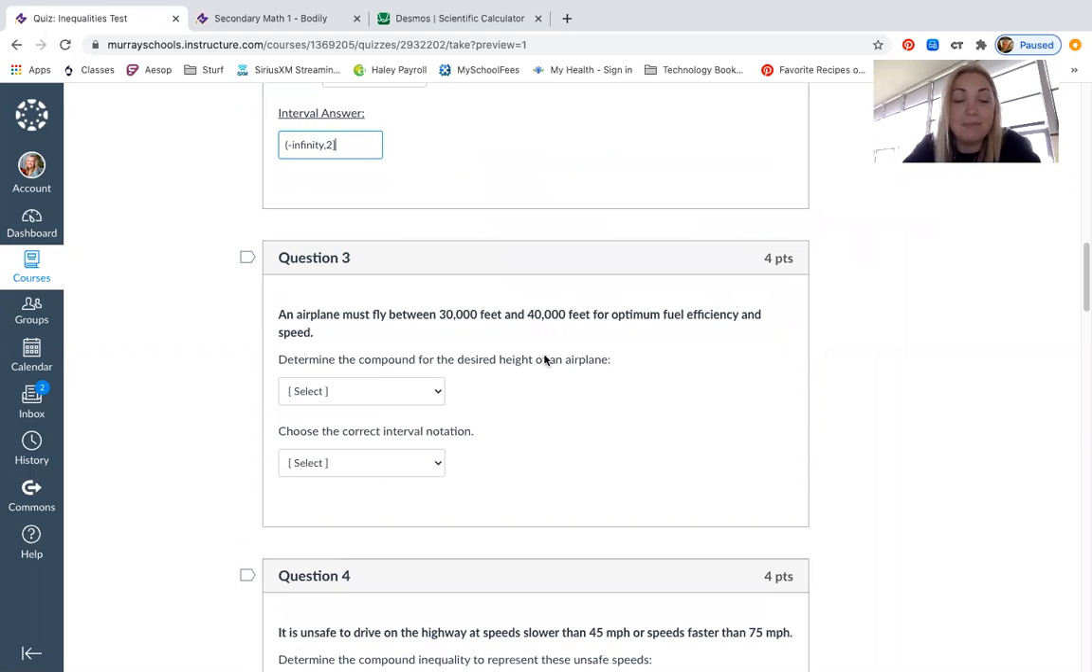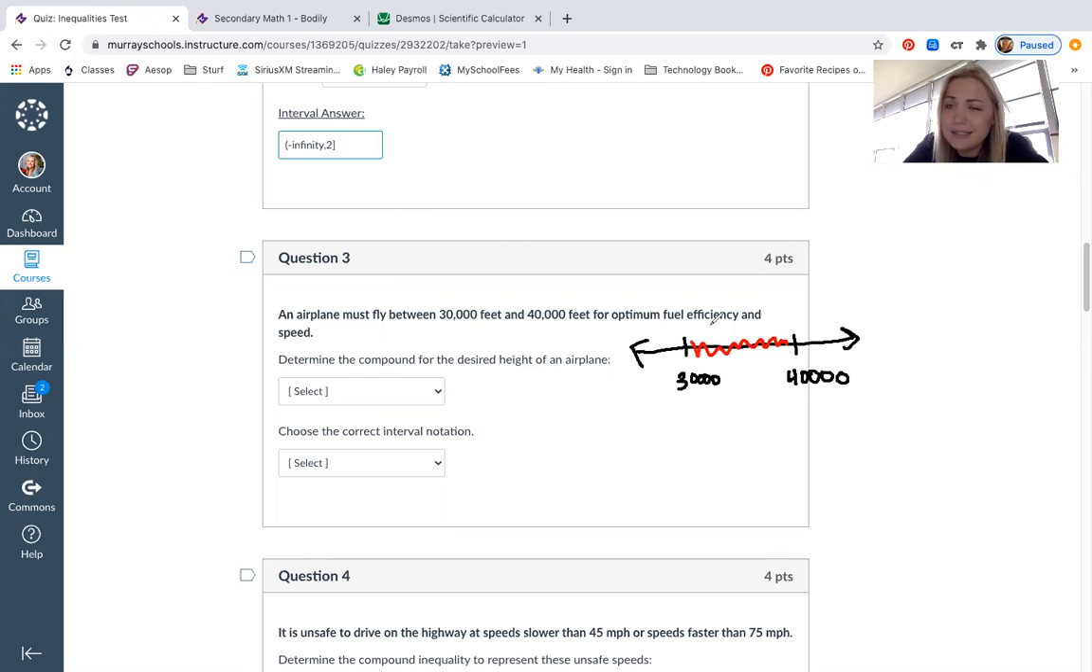An airplane must fly between 30,000 feet and 40,000 feet for optimum fuel efficiency and speed. Determine the compound, that should say inequality, for the desired height of an airplane. So the compound inequality would be... Okay, I know that I want to go between 30,000 and 40,000. So if I were looking at a graph, it would be something like this. 30,000 and then 40,000. Between is going to be all the space in the middle of those.